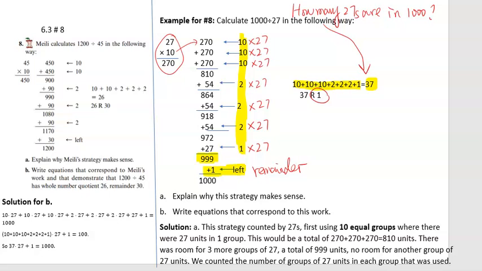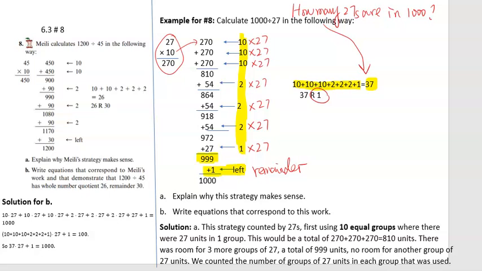And so that's part A. Sorry, that's how we use multiplication to figure out the quotient and remainder. Explain why this works, why this makes sense. So here you pretty much explain the process.